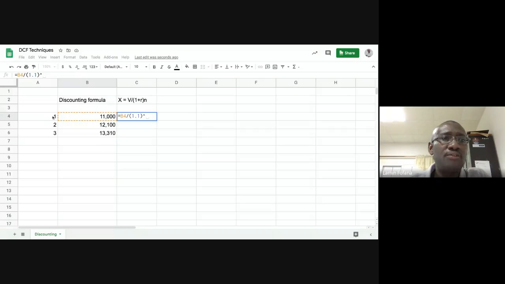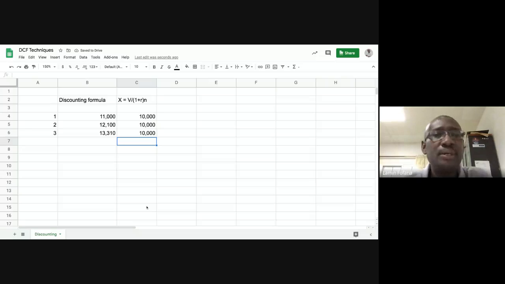Okay, raised to power, for me, it will be raised to power 1. That will be 10,000. Then when I replicate, 10,000 for all of them. So if you do that, for year 2, it's going to be raised to power 2. And for year 3, it's going to be raised to power 3.